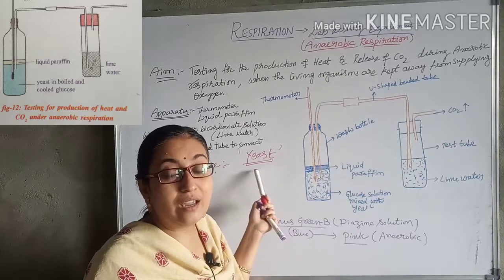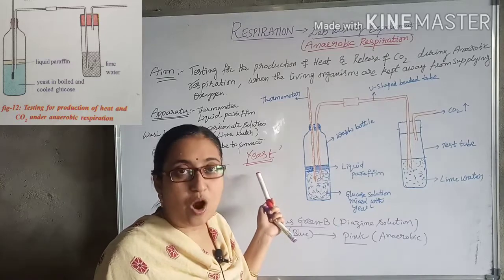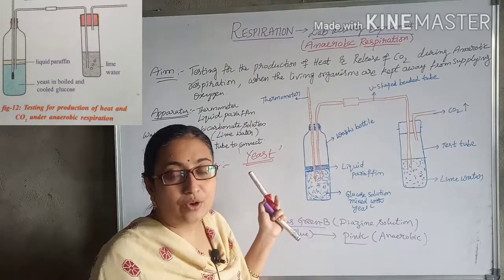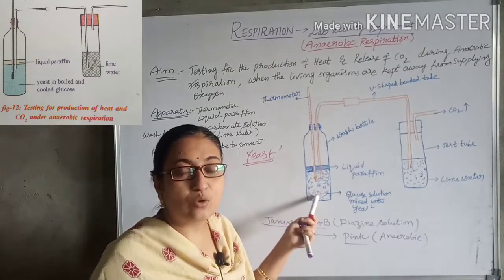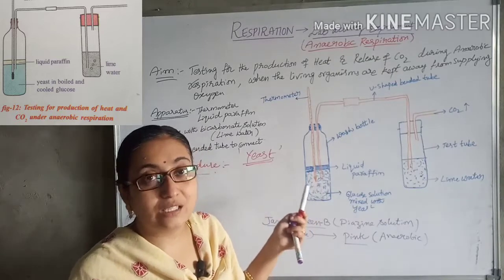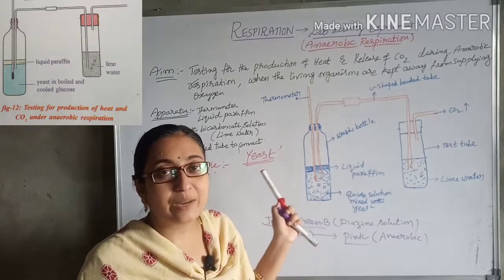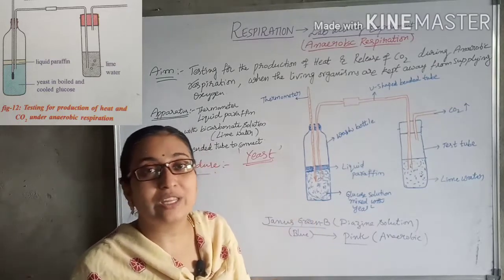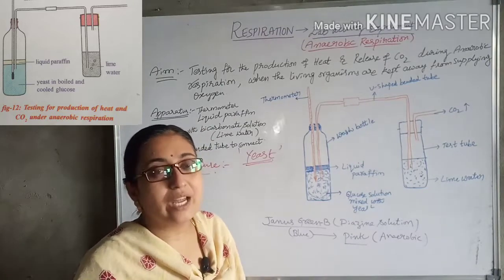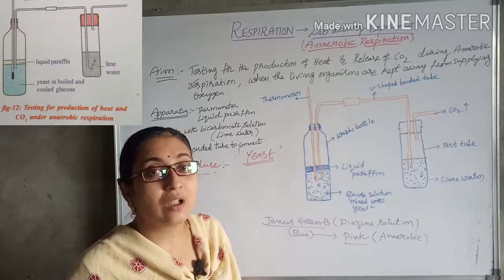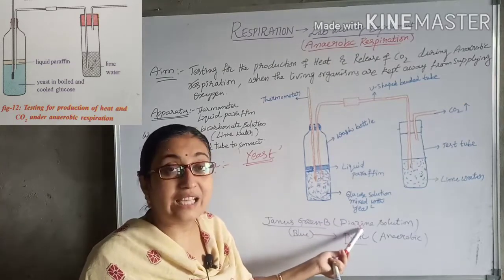The yeast, which cannot prepare its own food, depends upon carbohydrate for nutrition. So it will multiply in the glucose solution by taking the glucose. This multiplication or reproduction of the yeast happens during the anaerobic condition, that is without oxygen. That you can find out by using Janus green B dye, which is also called diazine solution.